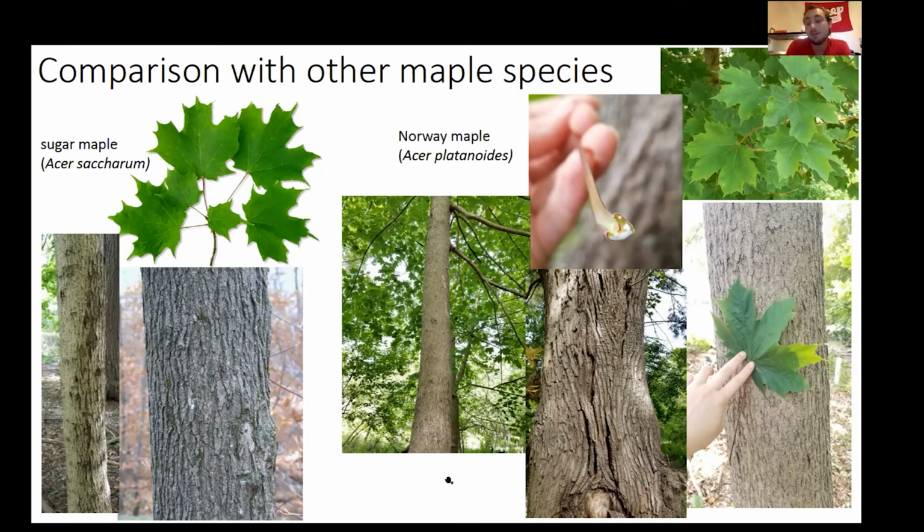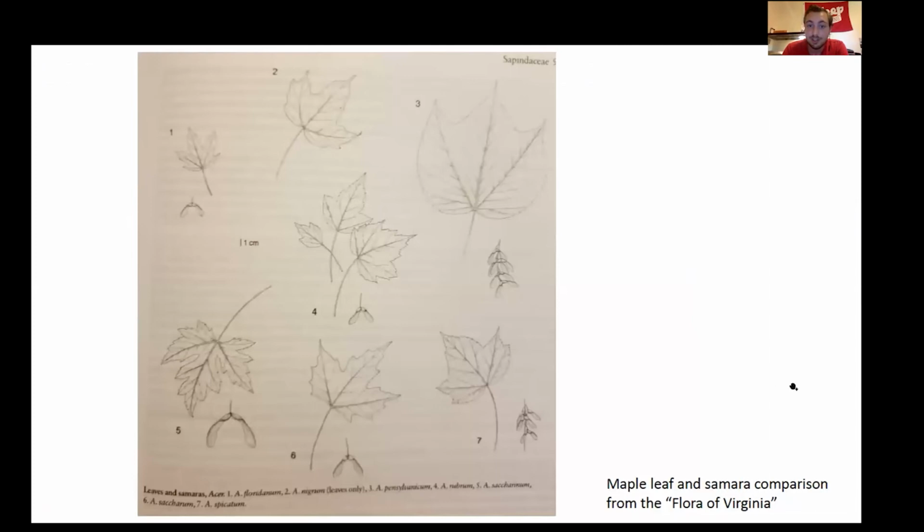If you do get up more north or more in the Appalachia, you start to get into some other maple species that do have milky sap. But for right here in this specific area, we do not have any other maples with milky sap other than Norway maple. So this is just an illustration from Florida, Virginia that shows a lot of our maple leaves and samaras. They can take some very interesting shapes here, just like this Pennsylvania maple.